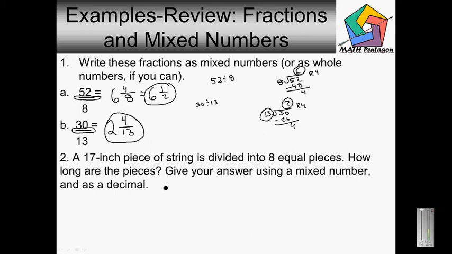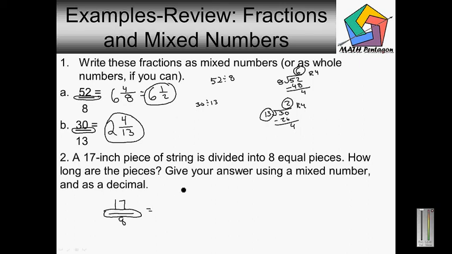Okay, let's go to the next example. We have a 17-inch piece of string is divided into 8 equal pieces. How long are the pieces? Give your answer using a mixed number and as a decimal. So a 17-inch piece of string is divided into 8 equal pieces. So that's basically telling us 17 over 8. And remember, the bar is telling us to divide, and we have to change this into a mixed number.